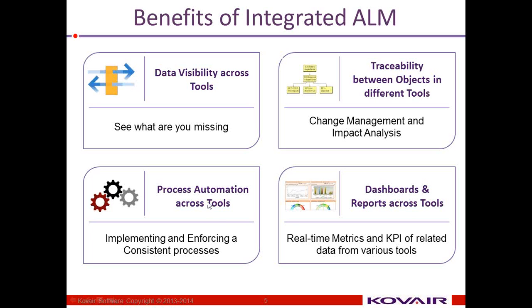Third point here is process automation across tools. Often it is required that small pieces of automation can gel together the entire scenario of all the disparate tools and can save a lot of time which is spent in handshaking between these tools, between these different teams, which may again be geographically separated. So if we can automate these processes, so that the handshaking happens automatically and people are notified immediately if they need to work on something, those kinds of process automation should also be possible in an integrated ALM scenario.